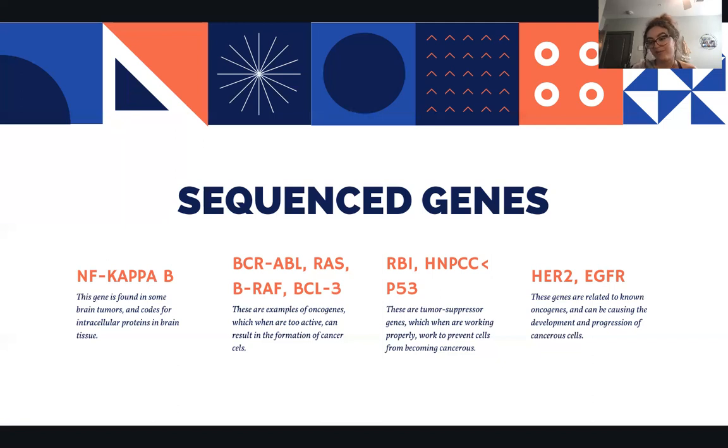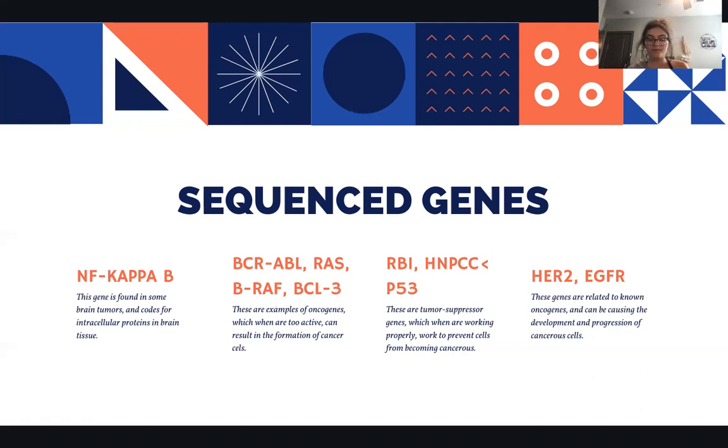For the next group of genes, we have the HER2 gene and the EGFR gene. So these genes are related to the genes in the second category, which were the oncogenes. And when these are mutated, they can cause the development and the progression of cancer cells. They can lead to unchecked cell growth and unchecked cell division, starting to grow and mutate cancerous cells.